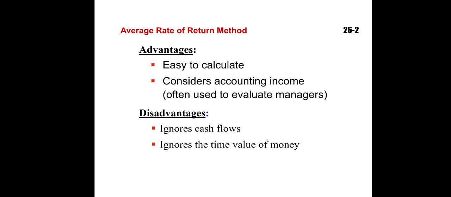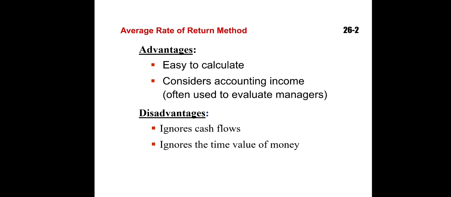The first one is it ignores cash flow. You know that if you have a business, cash flow is very important. This method focuses on profit, but it ignores cash flow, cash in and cash out. How much cash can go in? How much cash has to go out when you choose this investment?